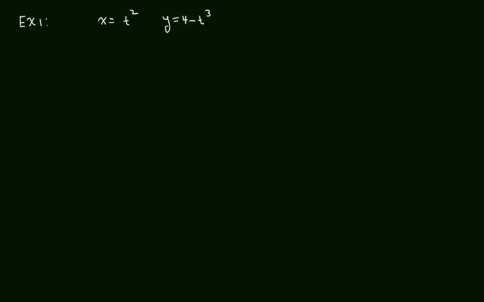Here we go. It says that a particle moves such that the x-coordinate is t squared and the y-coordinate is 4 minus t cubed. Let's first write that as a vector. R of t is t squared, comma 4 minus t cubed. Let's also write the velocity vector. Now the velocity, if you remember, is just the derivative of each of the corresponding components, 2t, comma negative 3t squared.